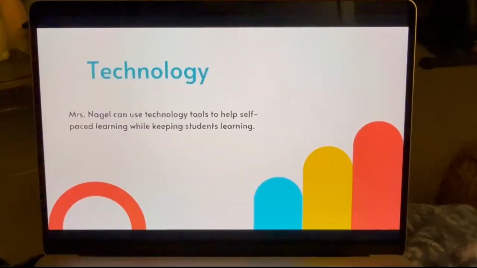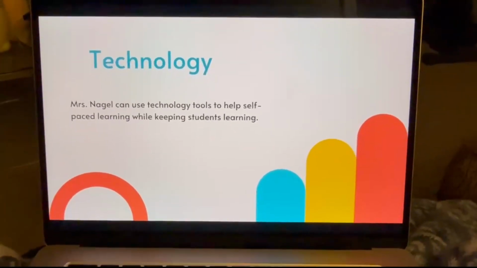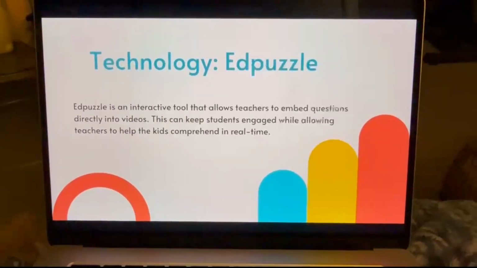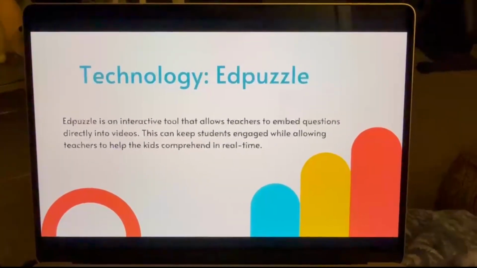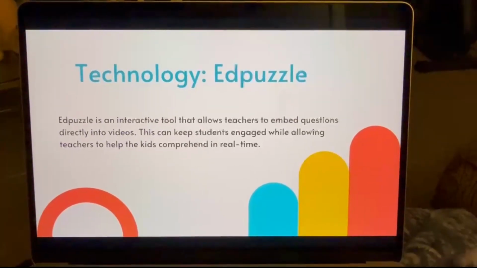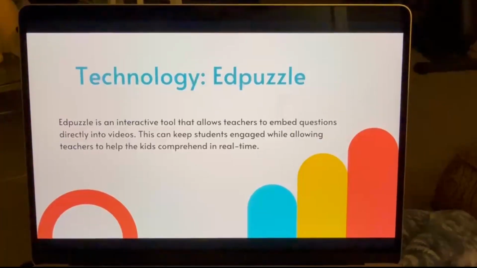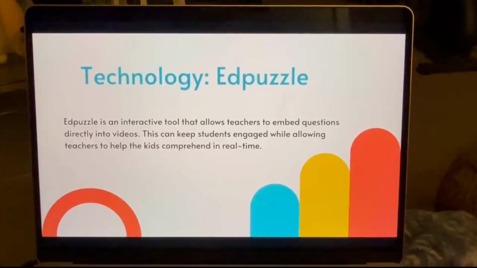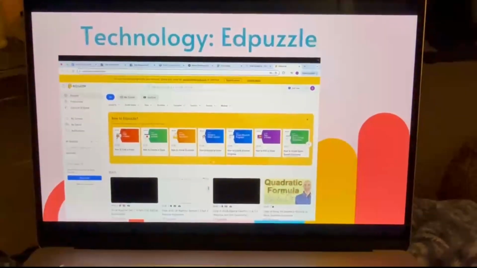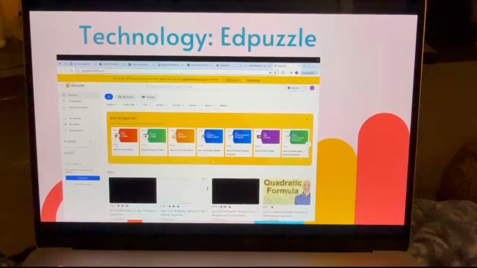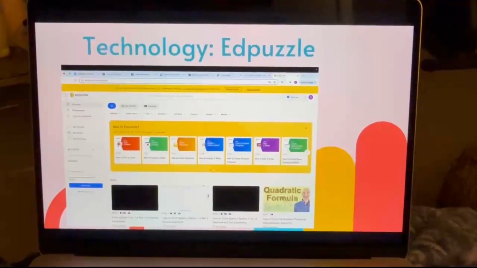Technology. Miss Nagel can use technology tools to help self-paced learning while keeping students learning and engaged. So the first technology is Edpuzzle. Edpuzzle is an interactive tool that allows teachers to embed questions directly into videos. This can keep students engaged while allowing teachers to help the kids comprehend in real time. So this is a screenshot of it. There's a lot of videos. Teachers can put in their questions so you know that they're paying attention while understanding the topic.